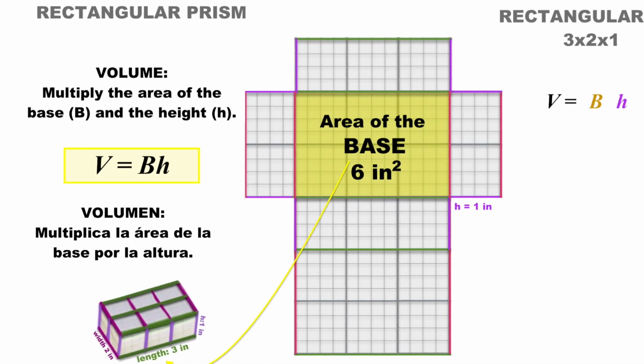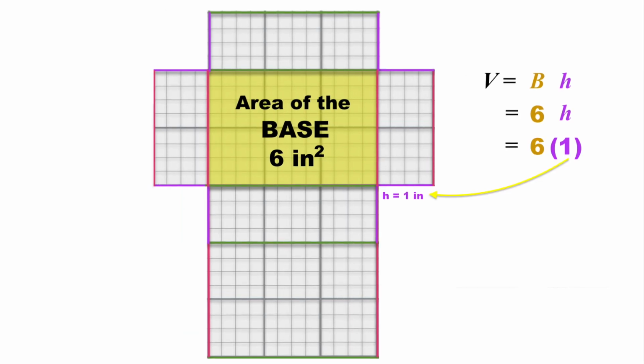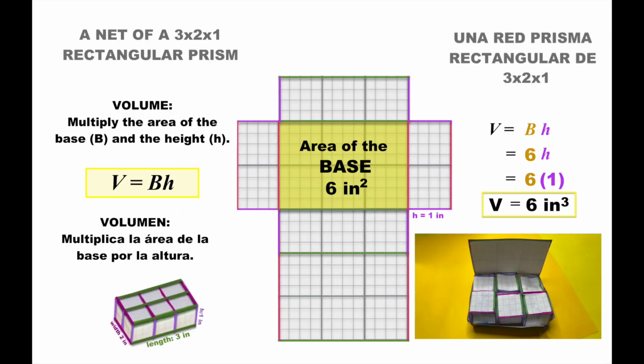The volume is the area of the base times the height. 6 square inches times the height of 1 inch. The volume measures 6 cubic inches.